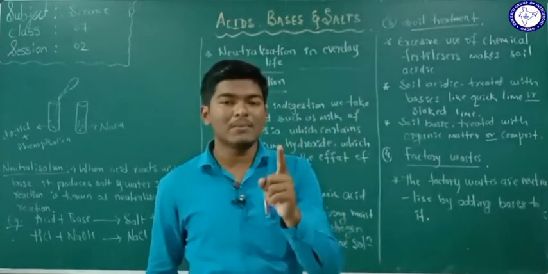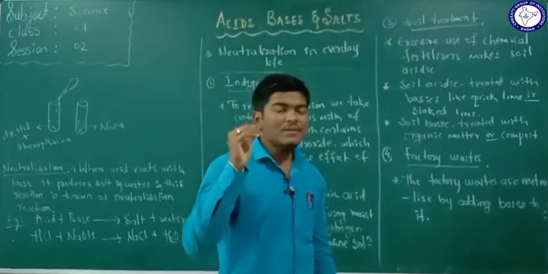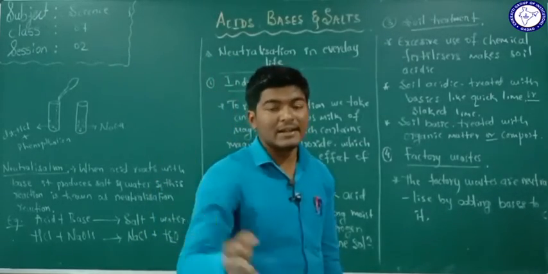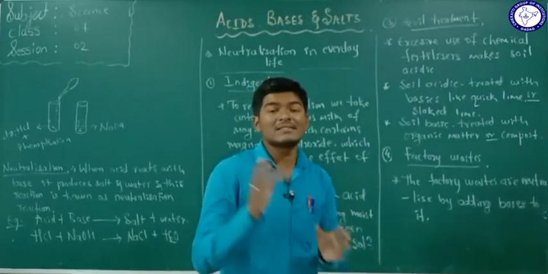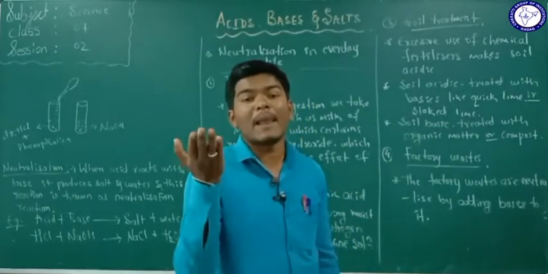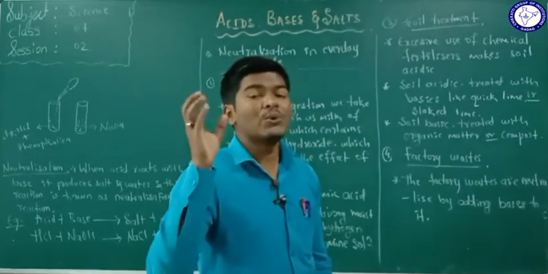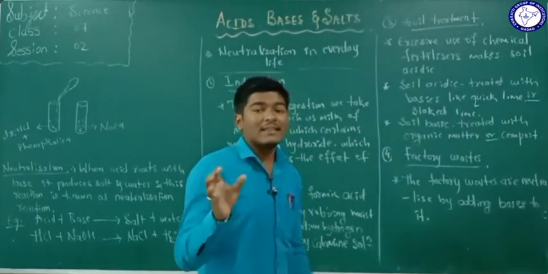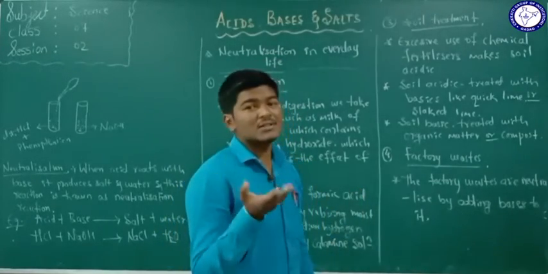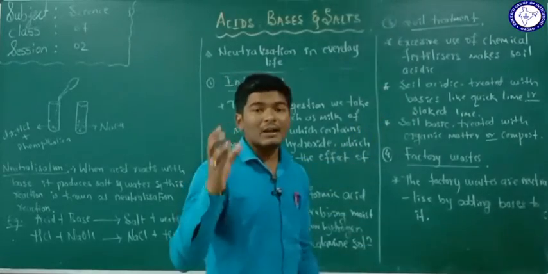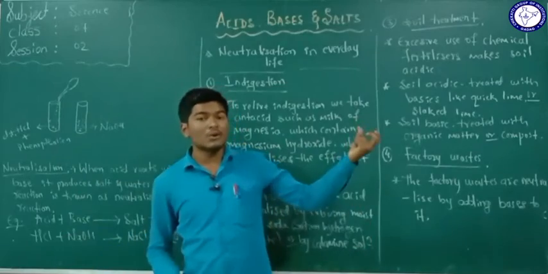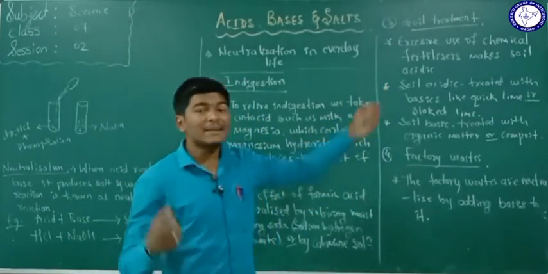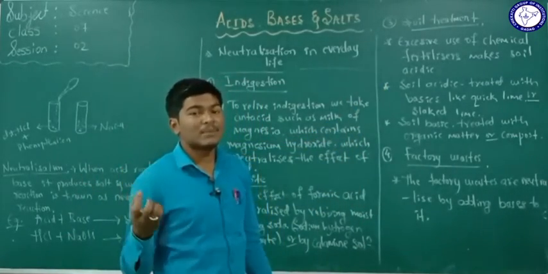You have to remember here, if the soil becomes too acidic or too basic, then it is not good for the growth of the plants. So we want neutralized soil. We are going to use the neutralization process to control the acidic property of the soil or the basic property of the soil.